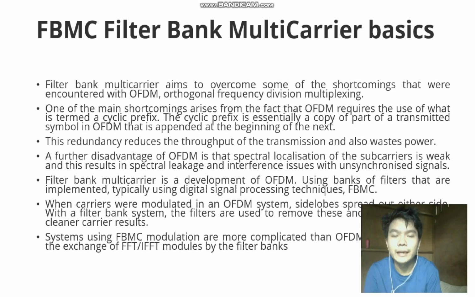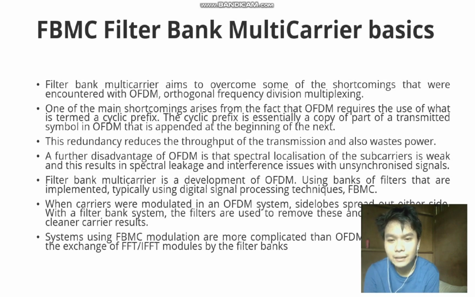Filter bank multi-carrier basics. FBMC aims to overcome some of the shortcomings encountered with OFDM, orthogonal frequency division multiplexing. One of the main shortcomings arises from the fact that OFDM requires what is termed a cyclic prefix. The cyclic prefix is essentially a copy of part of the transmitted OFDM symbol that is appended at the beginning of the next. This redundancy reduces throughput in the transmission and also wastes power.